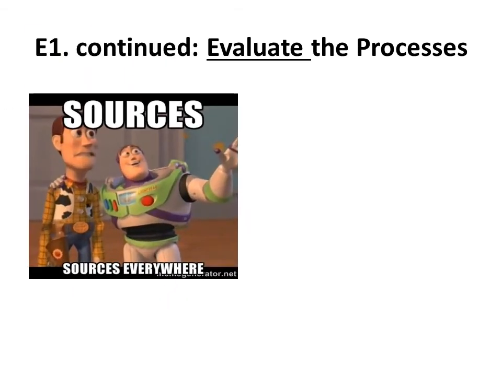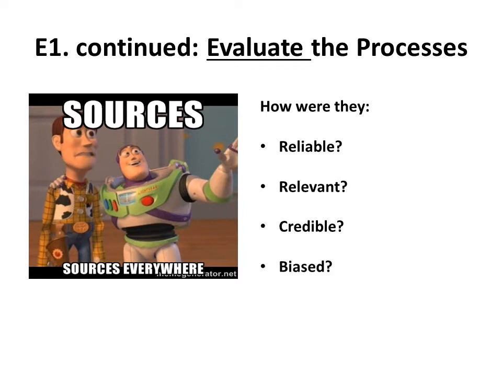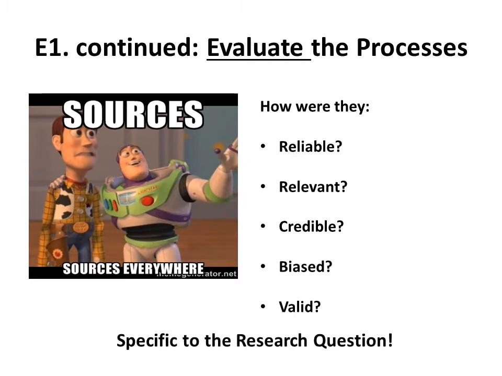So in your research, you would have looked at many different sources and research processes. So for your evaluation, you need to evaluate the quality and how those sources were used. So how were they reliable, relevant, credible, or biased, or invalid? And this needs to be specific to the research question. Okay. For example, you may have researched a particular website that was reliable. You need to say why it was reliable or current or valid.